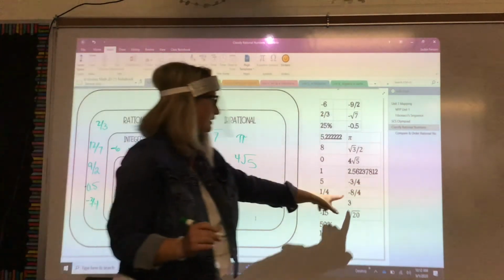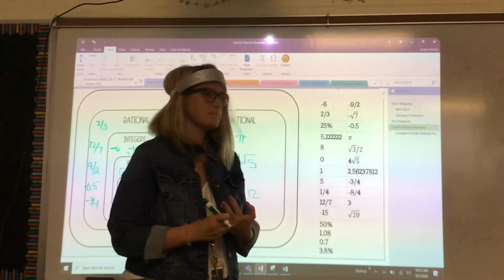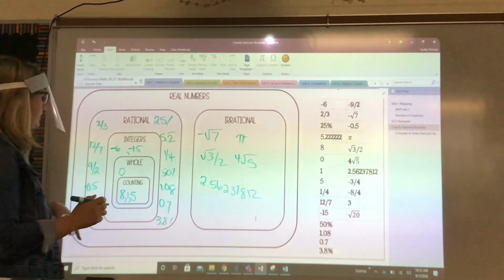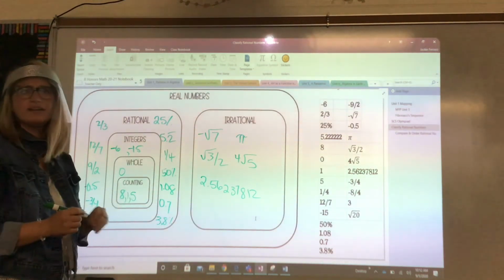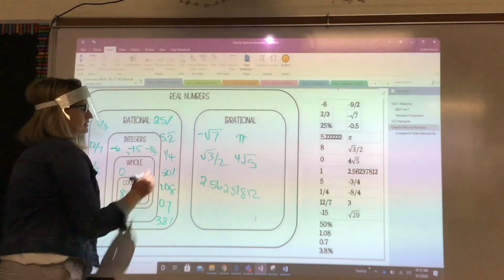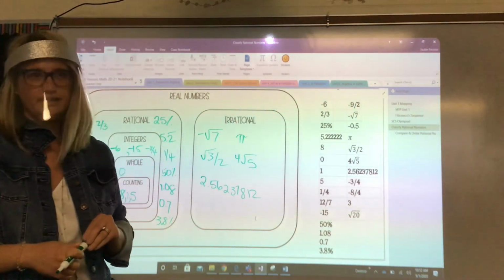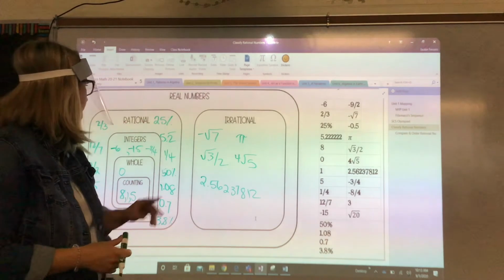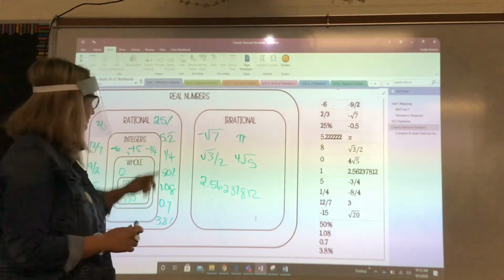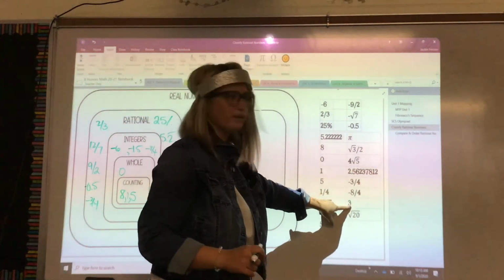Okay, -8/4. Abby. Integer. Ronan, can you explain why -8/4 would be considered an integer? Because when you simplify it, it would be -2. And -2 is an integer, right? If it's an integer, it's also what? A rational number. Beautiful, it's also rational and it's also real. Okay, and then we have 3.